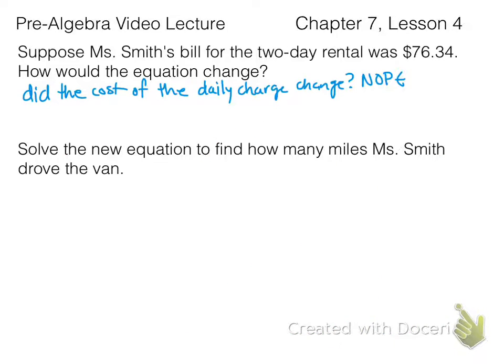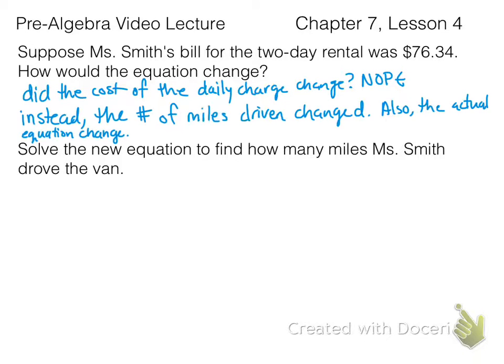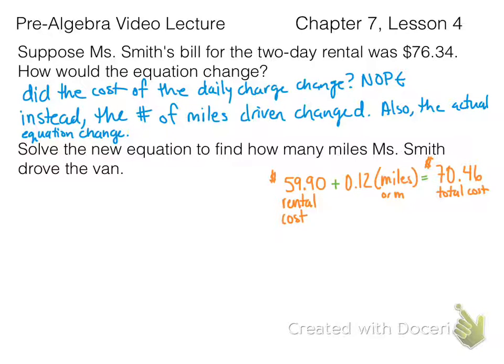Okay, next up. So, suppose Mrs. Smith's bill for the 2-day rental was $76.34. How would the equation change? Well, did the cost of the daily charge change? No, it didn't. So, instead, the number of miles driven changed. Also, the actual equation changed as well, because instead of having a total cost of $70.46, her bill is now $76.34.